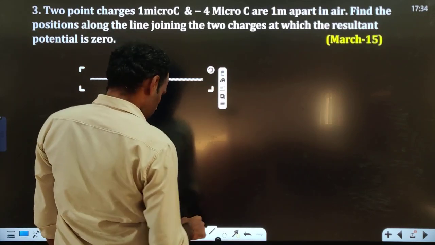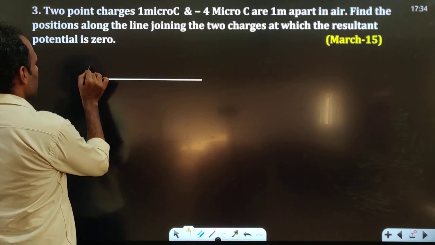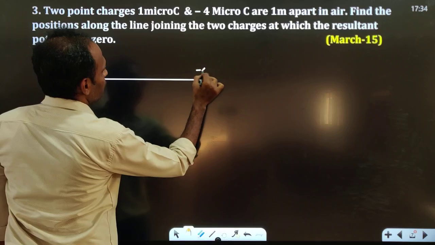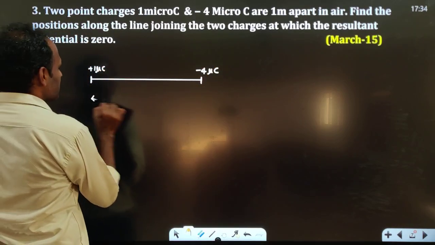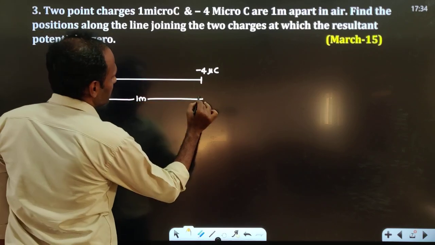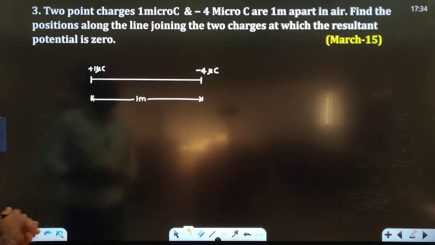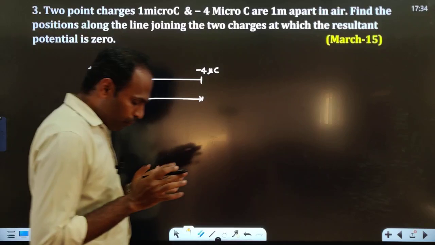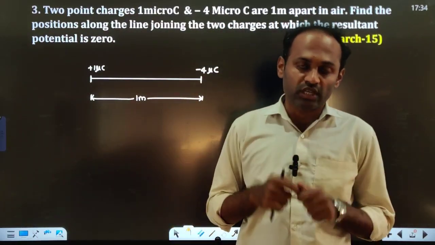Okay, well, so here we are having two charges now. One is 1 microcoulomb, let me say it is here, plus 1 microcoulomb charge, and another one is -4 microcoulomb charge, and they have been placed at a distance of 1 meter in air, right? Find the positions along the line joining the two charges at which the resultant potential is 0. So how many points will be there where the resultant potential will be 0 for a system of two charges?